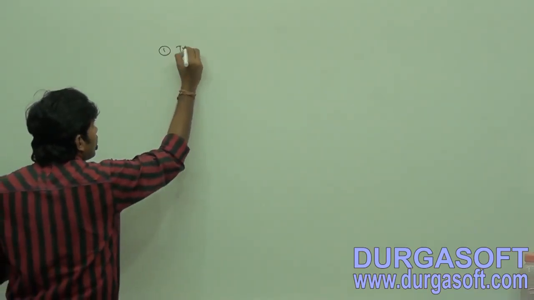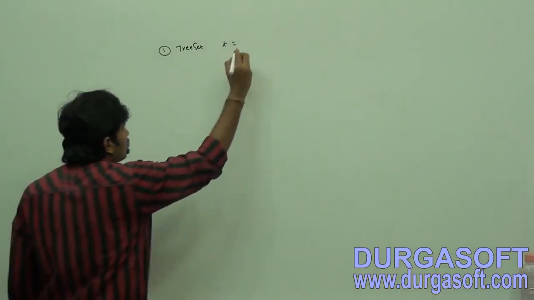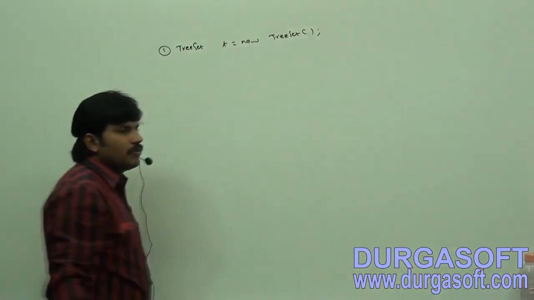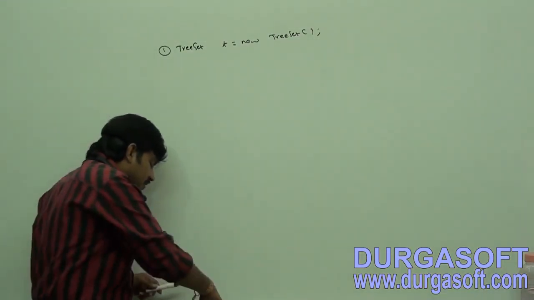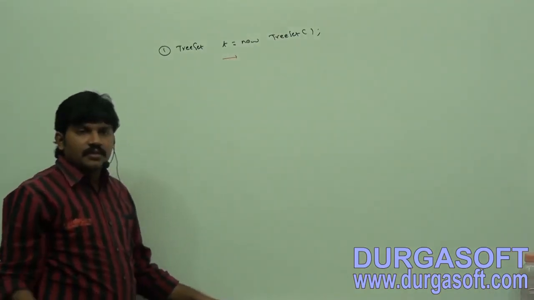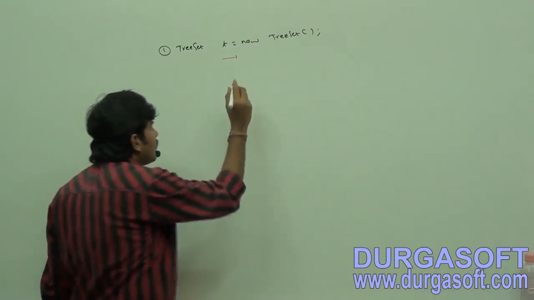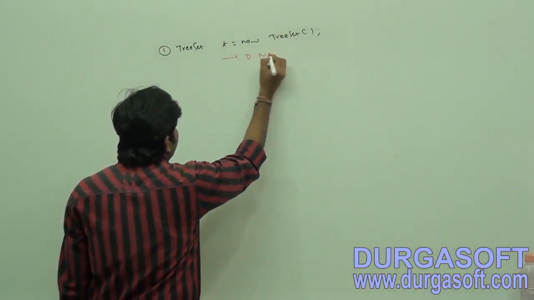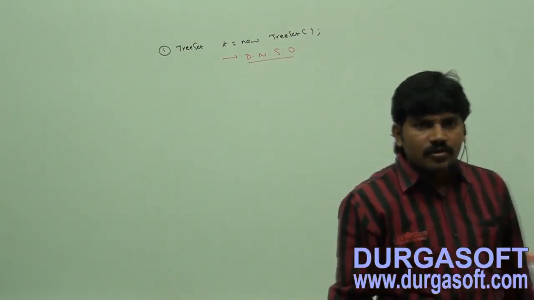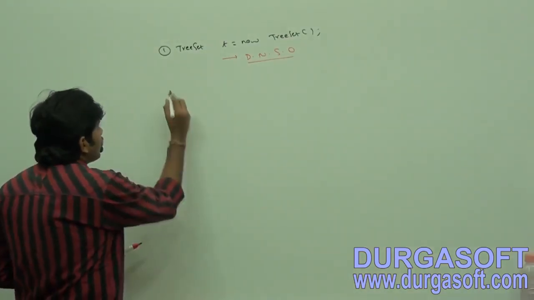Now, TreeSet t = new TreeSet(). It creates an empty TreeSet object where all objects will be inserted according to the default natural sorting order. Are you getting? That is the first constructor.